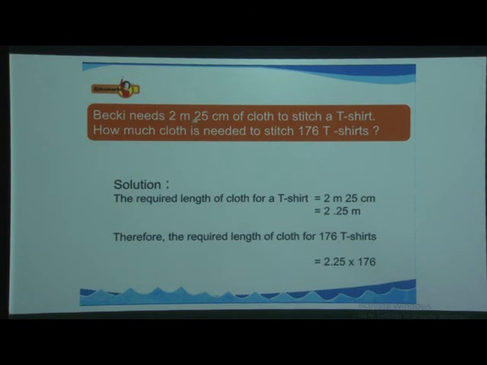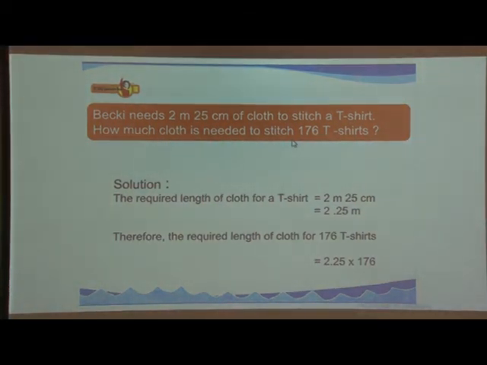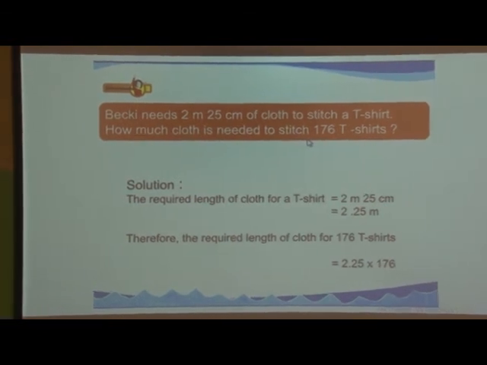Here one more example we will see. Becky needs 2 meter 25 centimeter of cloth to stitch a t-shirt. How much cloth is needed to stitch 176 t-shirts? This is a question, just think and give me the answer. For one t-shirt, 2 meter 25 centimeter of cloth is required. So how much cloth will be needed to stitch 176 t-shirts? Just think and give me the answer in the next session.